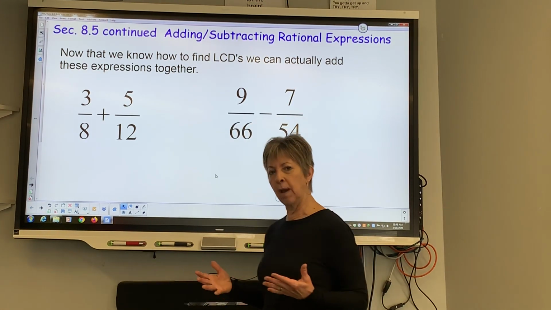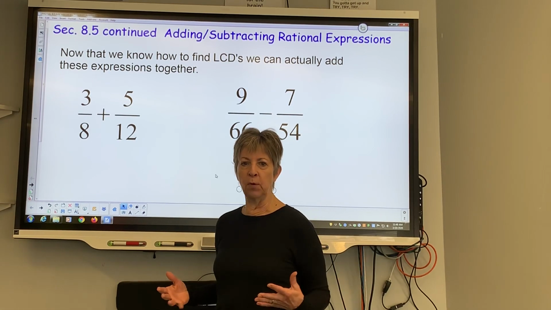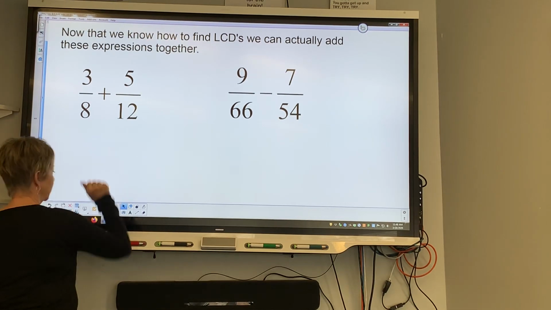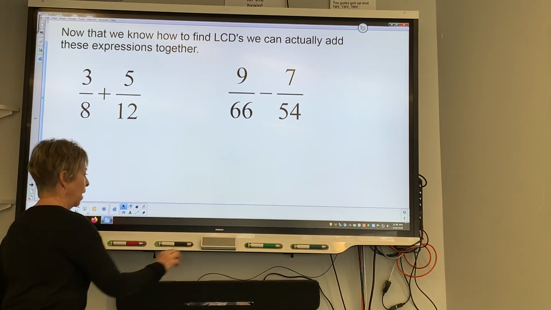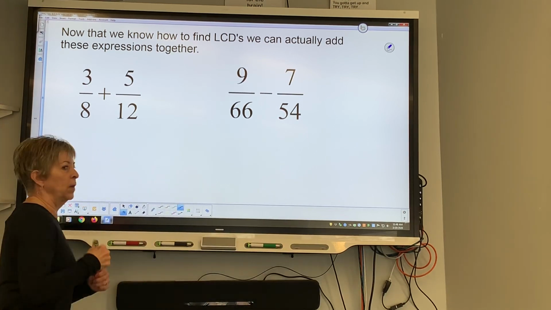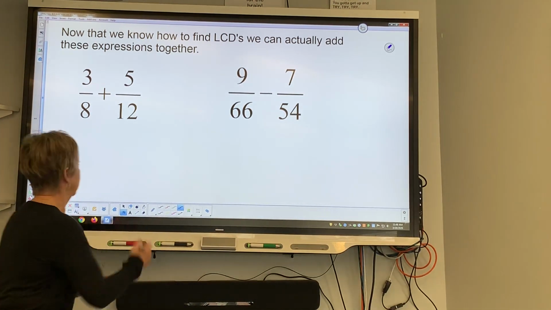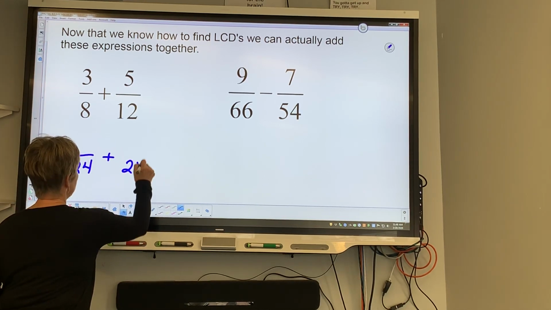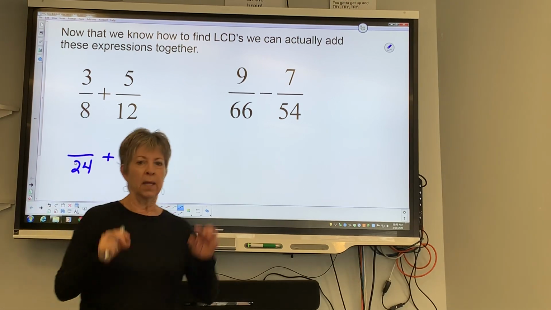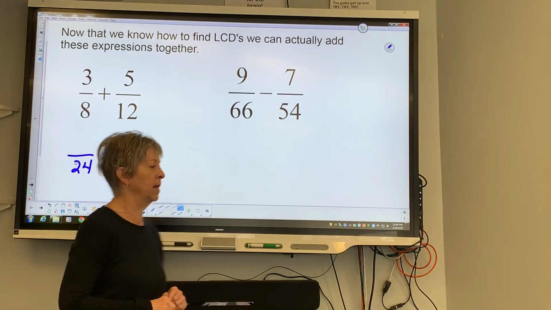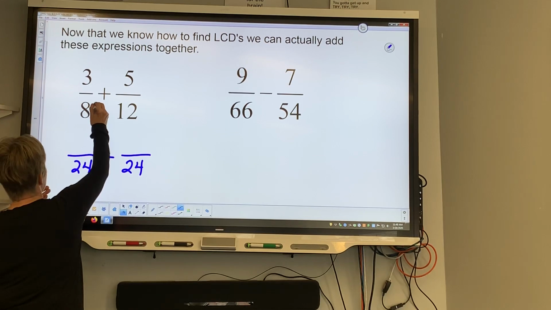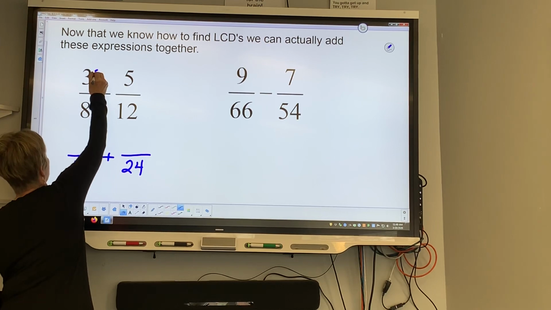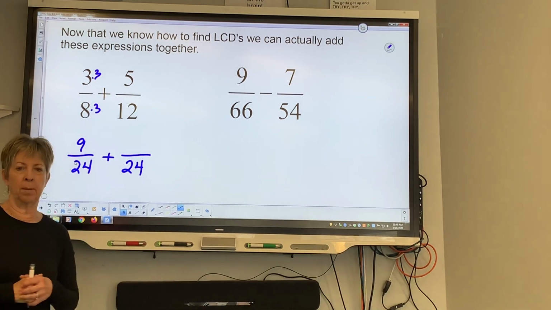So now that we know how to find LCDs, we have to figure out how to add these fractions together. So if you recall, this is 5th grade now. To add two fractions, we first need to change them to the common denominator. Now, if you remember, for 8 and 12, it was 24. So the first thing we're going to do is rewrite each of the fractions with the new common denominator. Now, you know that I can't just multiply 8 times 3 to make it 24 and not multiply the 3 times 3, so that's going to become 9 over 24.